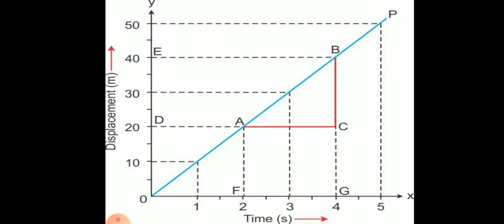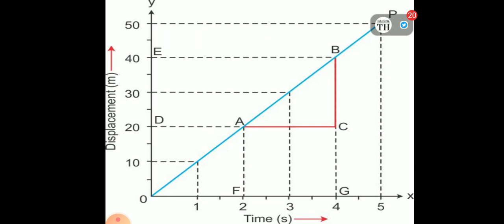In this slide, or in this diagram, a simple case of displacement time graph is given. The graph is an inclined straight line. I have already explained that to find velocity, we should find the slope. Slope is tan theta.